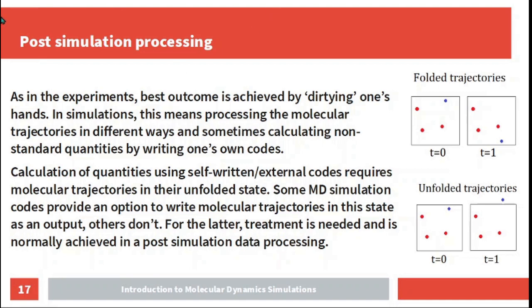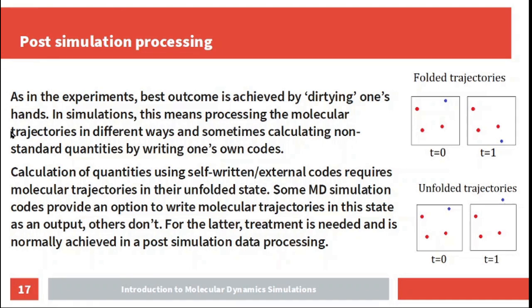In simulations, this means processing the molecular trajectories in different ways and sometimes calculating non-standard quantities by writing one's own codes. For example, if you are using a code like DL poly, which we are going to use, DL poly can act like a black box, and you can ask it to calculate some properties. It would just calculate those properties and give them out to you. You can analyze those quantities, but if possible, I would prefer to write my own codes for calculating the same properties, because that way I get to see how the trajectory is really moving.